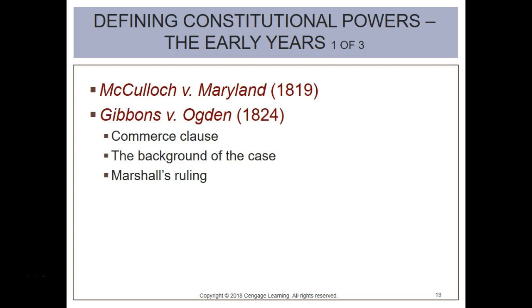So to make a long story short, the court ruled that a state could not tax a national bank.